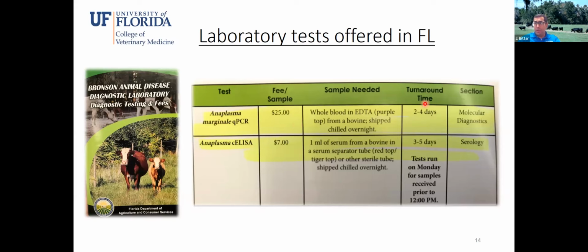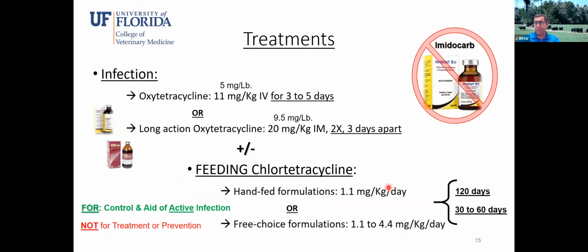And that's the turnaround time. So the PCR takes 2 to 4 days for the lab to bring you the result. And then the ELISA takes 3 to 5 days. And remember, the veterinarians are the ones that need to submit the sample and request the test. So the ranchers need to work with their veterinarians.